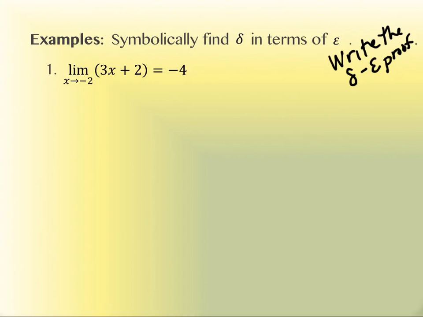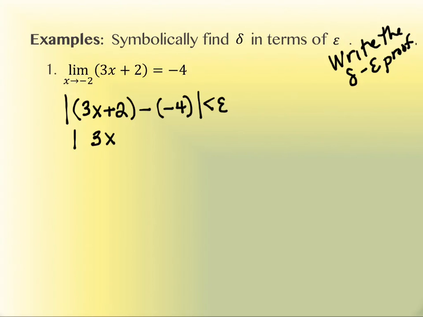All right, so what do we do? Well, we set up an absolute value. The absolute value has the function, in this case 3x plus 2, minus the limit value, so minus -4, and we set it up to be less than epsilon. And we solve this inequality. All right? So somebody simplify what's inside the absolute values for me. What is it? 3, and then the absolute value of x plus 2.